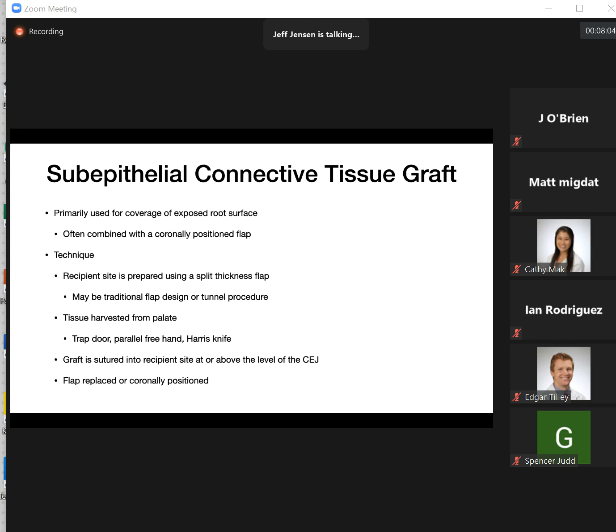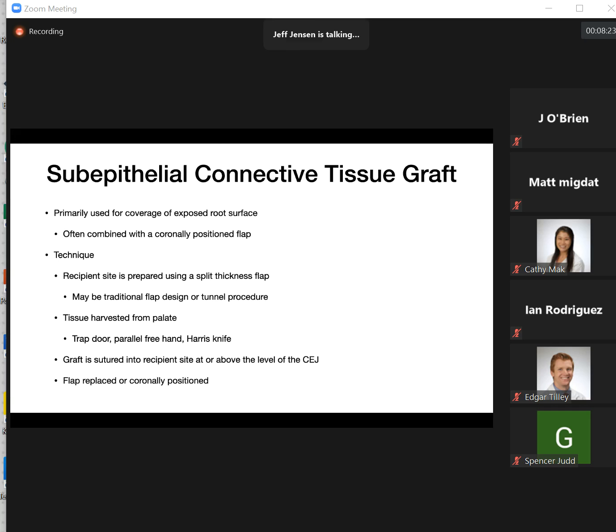And then that graft is placed into our recipient site where it's sutured, and we try to coronally position that graft to at or above the level of the CEJ. So we're trying to cover up as much as we can, and then we replace our flap, and we coronally, either we replace it where it was or coronally position. I typically try to coronally position just so I can cover as much of that area as I can on the defect, so that we can get as much root coverage as possible.